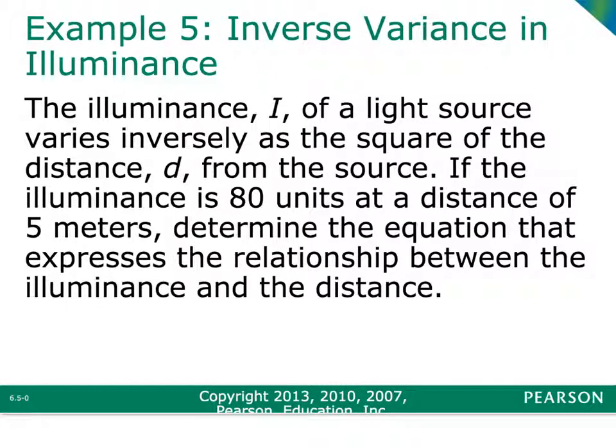So let's look at another situation where we have an inverse variation problem. The illuminance I of a light source varies inversely as the square of the distance d from the source. If the illuminance is 80 units at a distance of 5 meters, determine the equation that expresses the relationship between the illuminance and the distance.